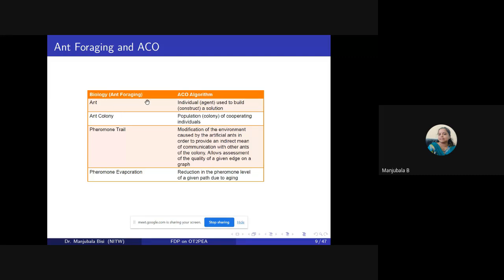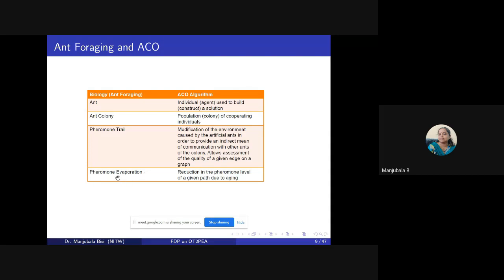In the biological ant foraging, the ants represent the individual solutions of the optimization problem. As I told you, this is a population-based meta-heuristic algorithm, so the ant colony represents the population of ants. The pheromone trail is the modification of the environment caused by the artificial ants, in order to provide an indirect means of communication with other ants. How do the ants communicate from one solution to another? That depends upon the pheromone trail. And as pheromone is a chemical substance deposited by the ants, we assume that with respect to time, some amount of pheromone will evaporate.